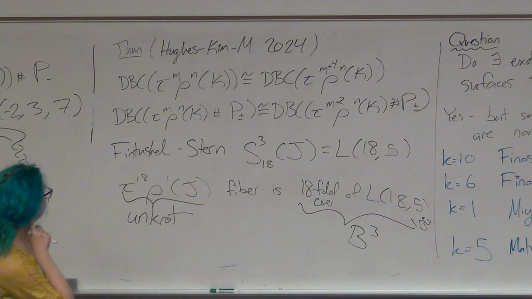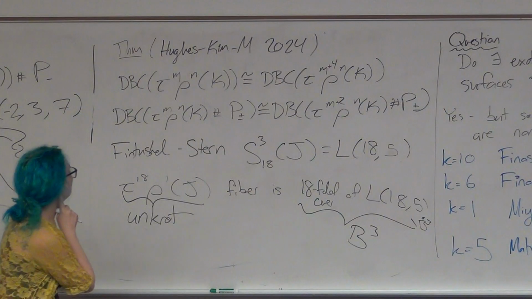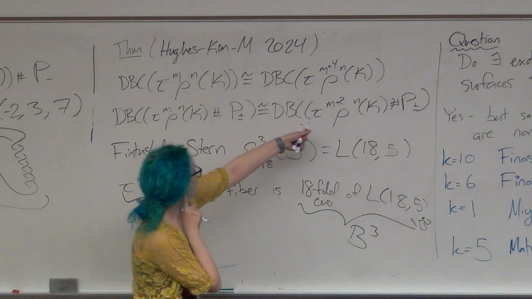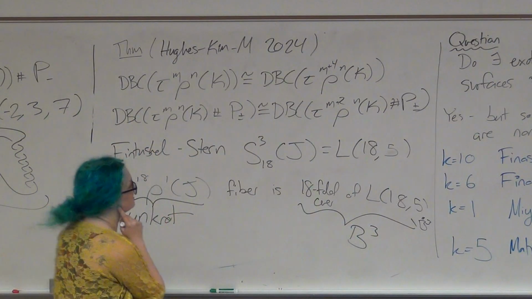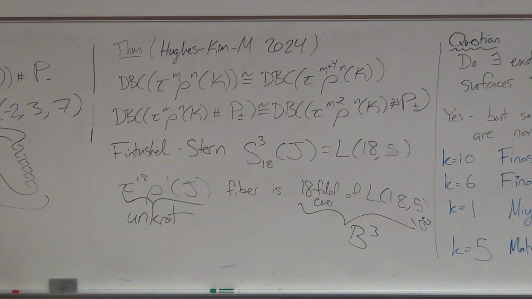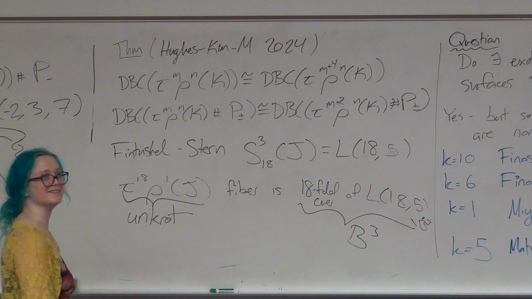And so we immediately look at our formula and see, well, okay, I'm allowed to add an even number of twists when I have a P plus. So that means that the double branch cover of this guy is the same as the double branch cover of 18 twist, 1 roll, connect sum P minus, which is the unknot connect sum P minus, which is P minus. So they have the same double branch cover.